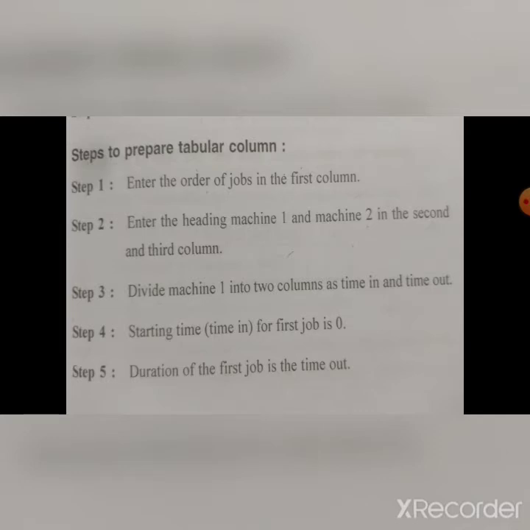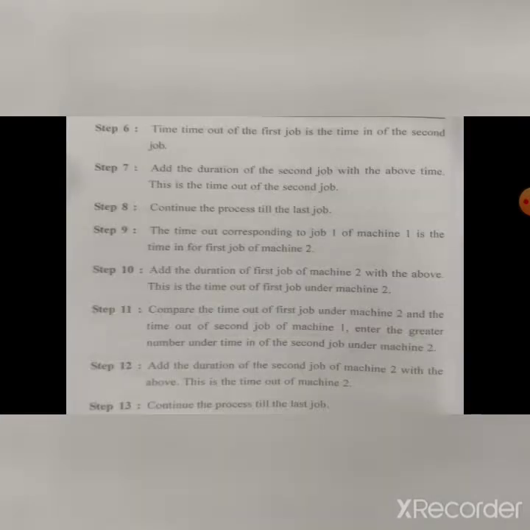So time out is the duration, the processing time. So that is your time out. In the next step, the time out of the first job is the time in of the second job. You get the time out for the first machine. So that is your time in for the second job. Add the duration of the second job to the above time. This is the time out of the second job.